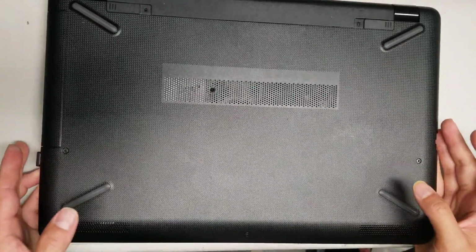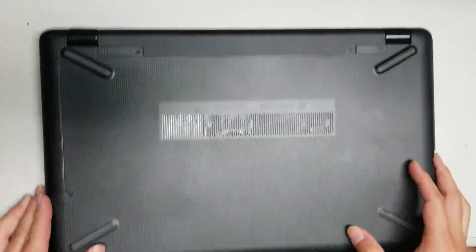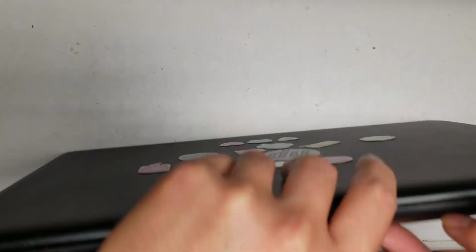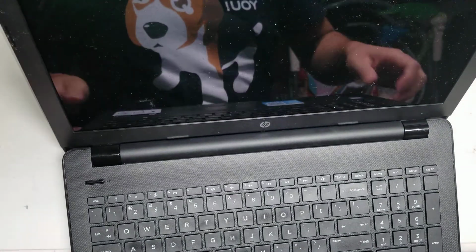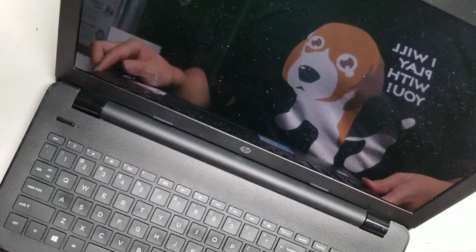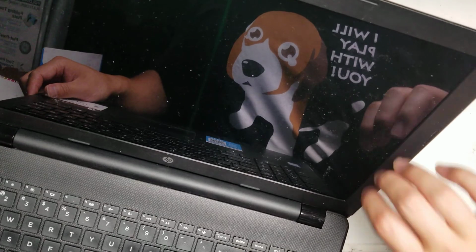All right, so we're going to continue with the HP model 15-BS015DX. My phone actually overheated again. It's too hot today, so that's the second time I had to stick my phone in the freezer for a while. Anyways, as I was saying, for removing the screen, it's just like all the other models.